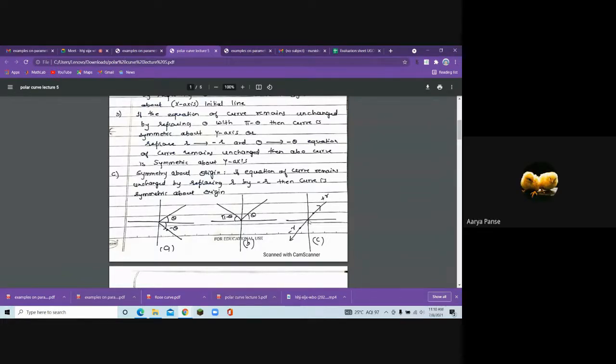Yes, ma'am. Okay, so what are the symmetries? I'll repeat once again. If I just replace theta by minus theta, and the equation remains the same, the curve is symmetric about the initial line, that is the x-axis. If I replace theta by pi minus theta and the curve remains the same, the curve is symmetric about y-axis. If I replace r by minus r and the equation remains the same, the curve is symmetric about pole. But if I replace r with minus r and theta with minus theta, and the curve remains the same, then also the curve is said to be symmetric about y-axis. So that is about the symmetry. Clear?